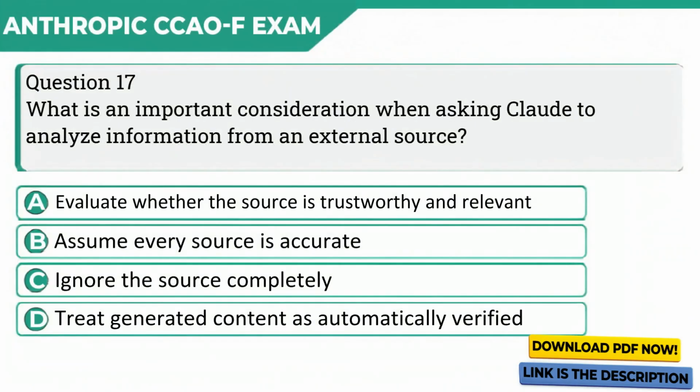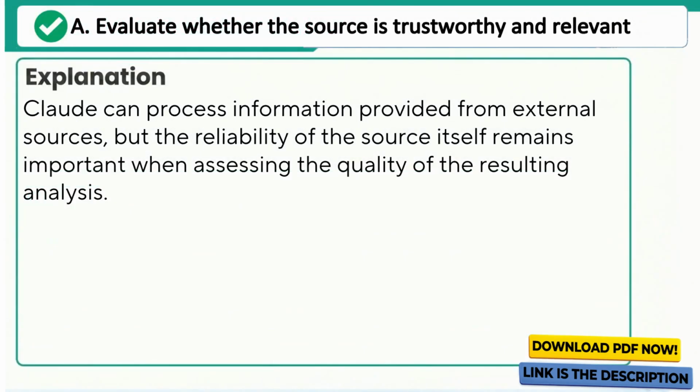Question 17. What is an important consideration when asking Claude to analyze information from an external source? A. Evaluate whether the source is trustworthy and relevant. B. Assume every source is accurate. C. Ignore the source completely. D. Treat generated content as automatically verified. Correct answer: A. Evaluate whether the source is trustworthy and relevant. Explanation. Claude can process information provided from external sources, but the reliability of the source itself remains important when assessing the quality of the resulting analysis.